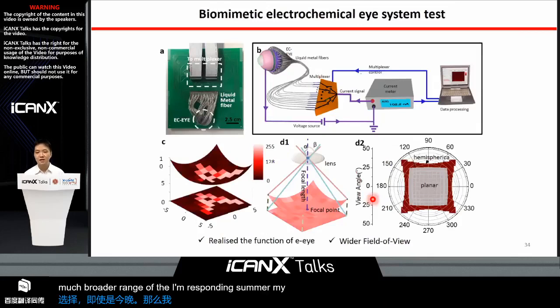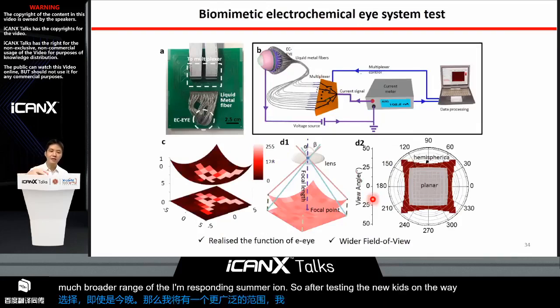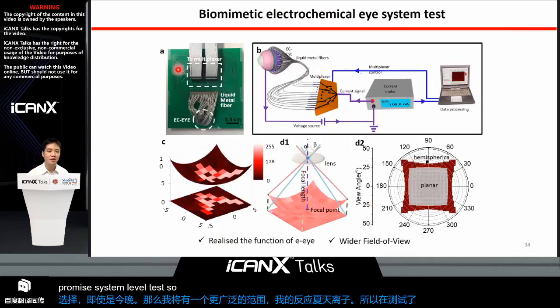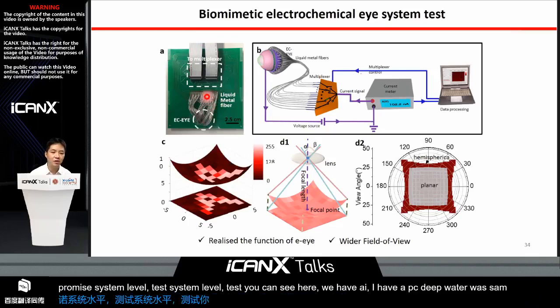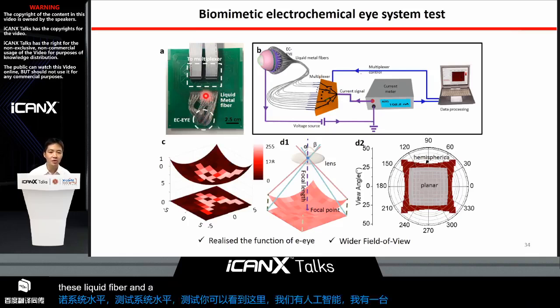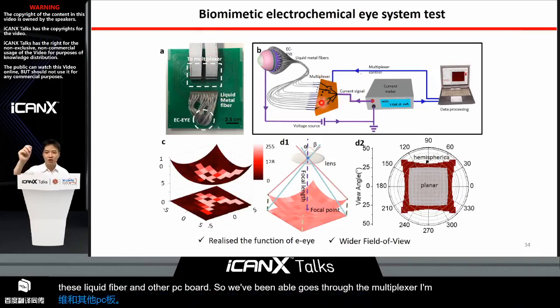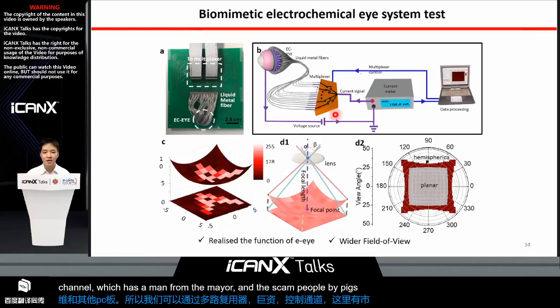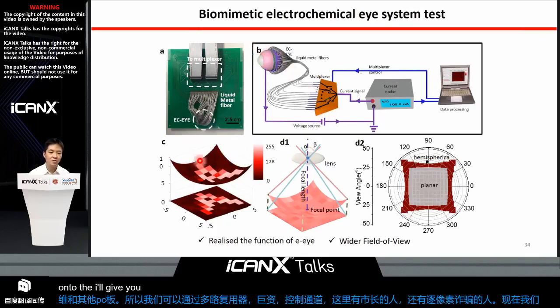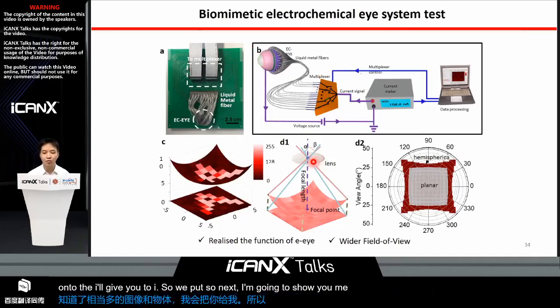After testing the individual pixel, we can actually perform a system level test. You can see here we have a PCB board. We assemble all these ionic liquid fibers on the PCB board, and the ribbon cable goes to the multiplexer. The multiplexer controls which channel is turned on for the measurements, and scanning pixel by pixel, we can acquire the image we project onto the artificial eye. Next, I'm going to show you a video of how we perform the measurement.